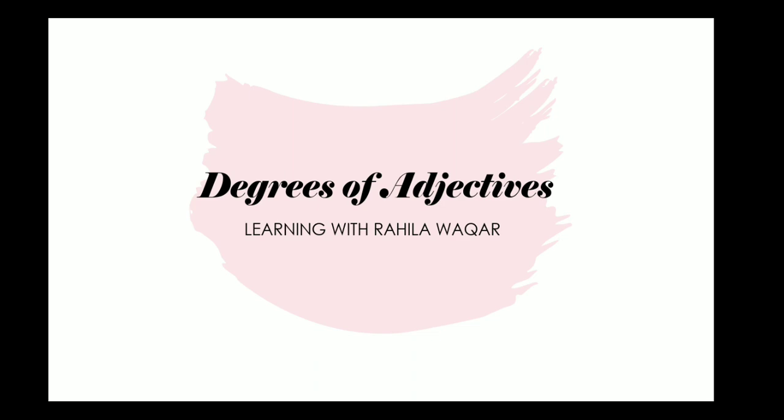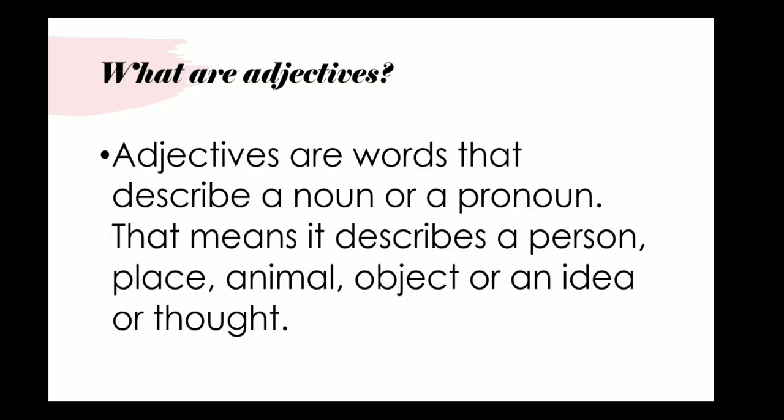Today our topic is degrees of adjectives. Let's review what adjectives are. Adjectives are words that describe a noun or a pronoun. That means it describes a person, place, animal, object, or an idea or thought.